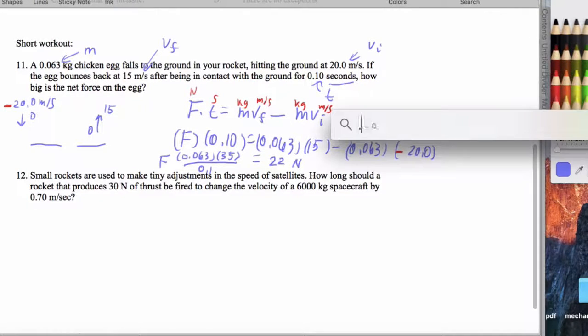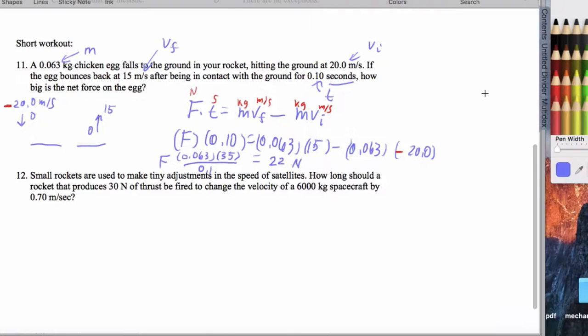I'll just say one other thing here. A lot of people got 0.63 times 5. A lot of you got 3.15 because you didn't account for this negative sign. So I'm just going to put this here. 3.15 newtons is wrong, just to be clear, okay?